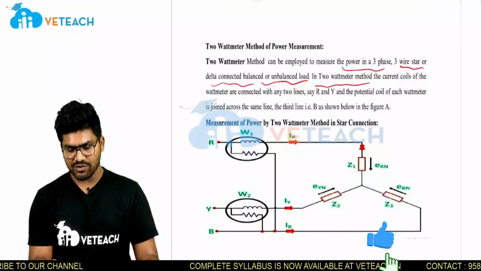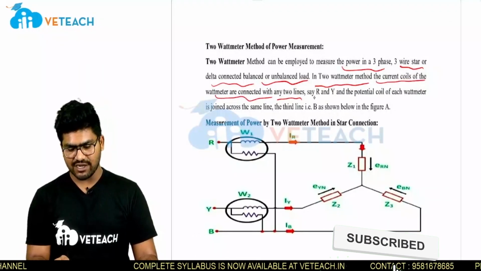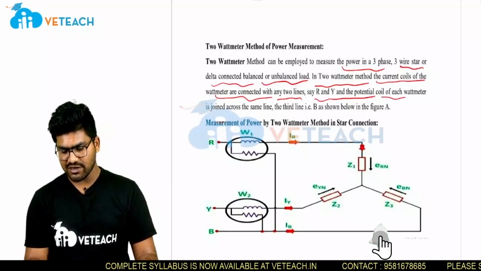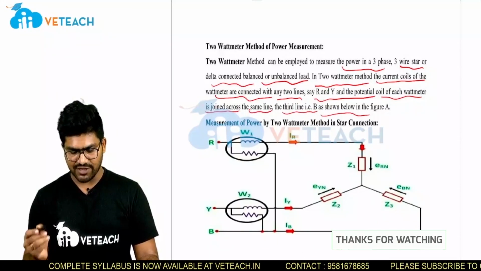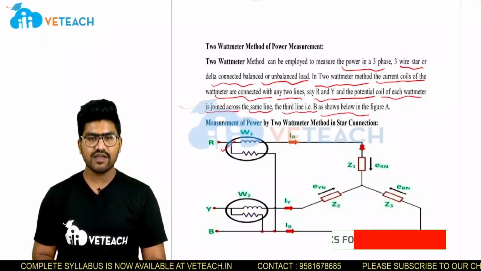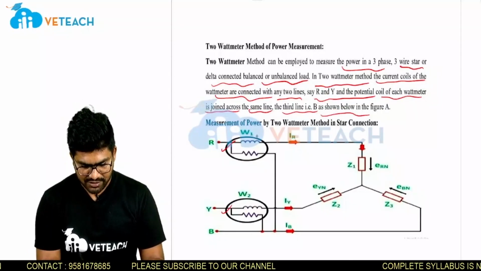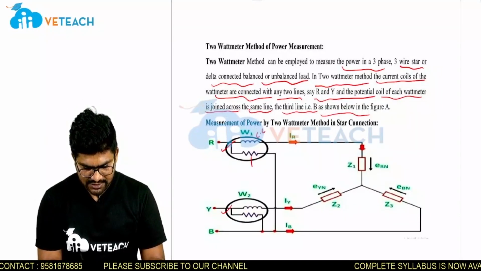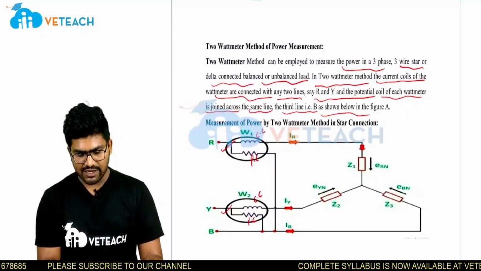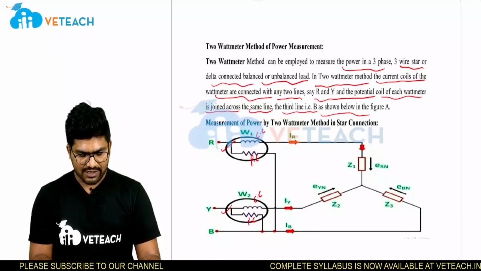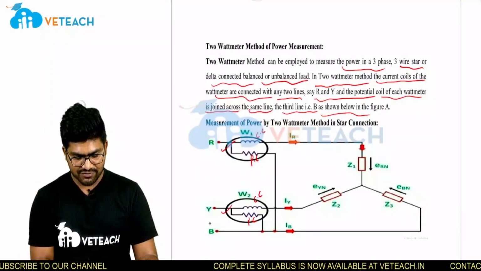In the 2-watt meter method, the current coils of the wattmeters are connected with any two lines, say R and Y, and the potential coil of each wattmeter is joined across the same line, the third line, that is B, as shown in the figure. So here wattmeter 1 I have connected to R phase, wattmeter 2 I have connected to Y phase. This is the current coil and this is the pressure coil. The current coil is connected to the respective phases, and the pressure coil is connected to the same phase, which is B.